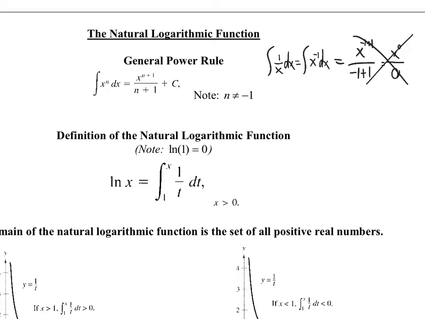And in fact, if we were to take the derivative of both sides, we would find that the derivative of ln of x is 1 over x. Isn't that what it's saying here? So by the second fundamental theorem of calculus, or part 2, we have the derivative of natural log of x equals 1 over x.